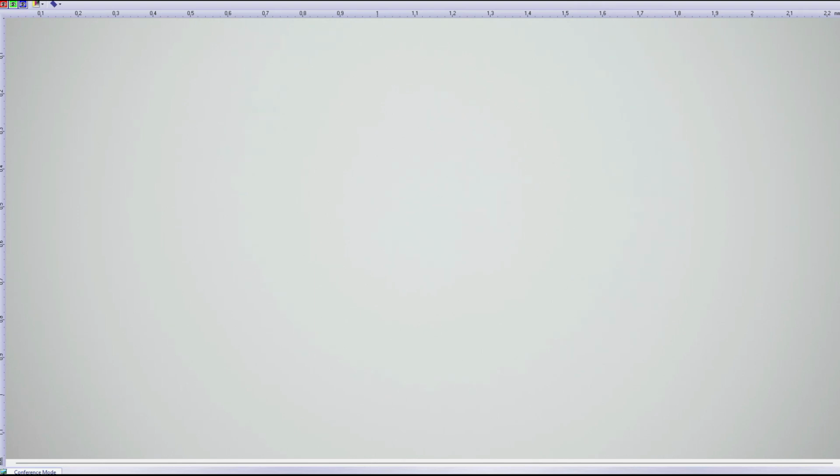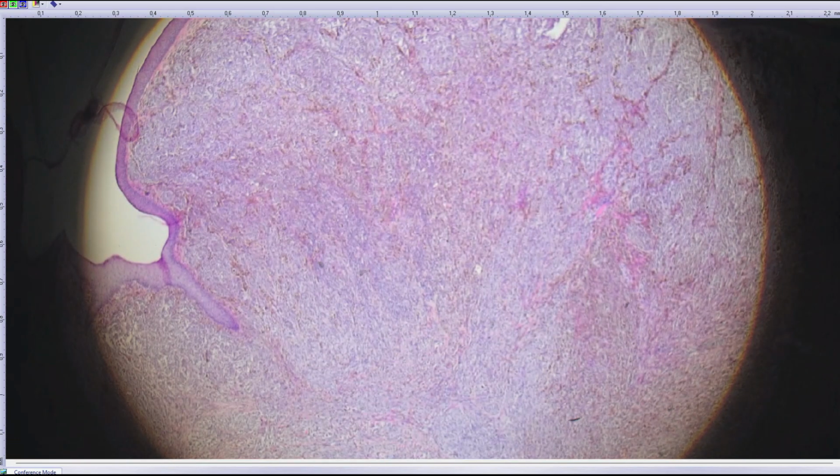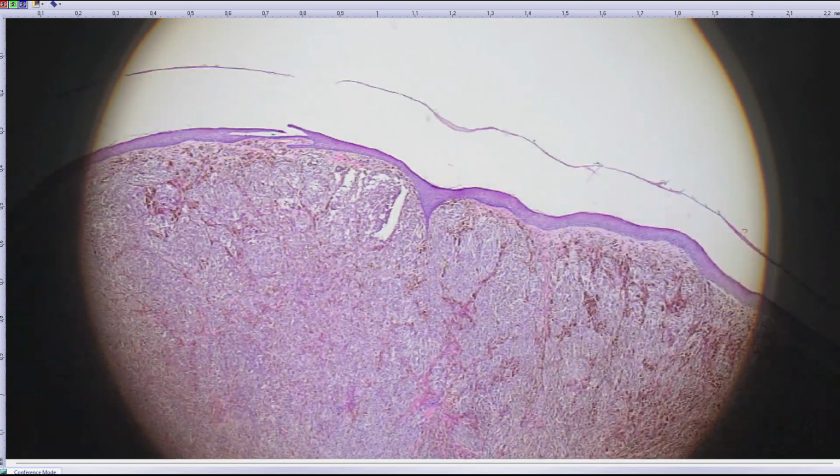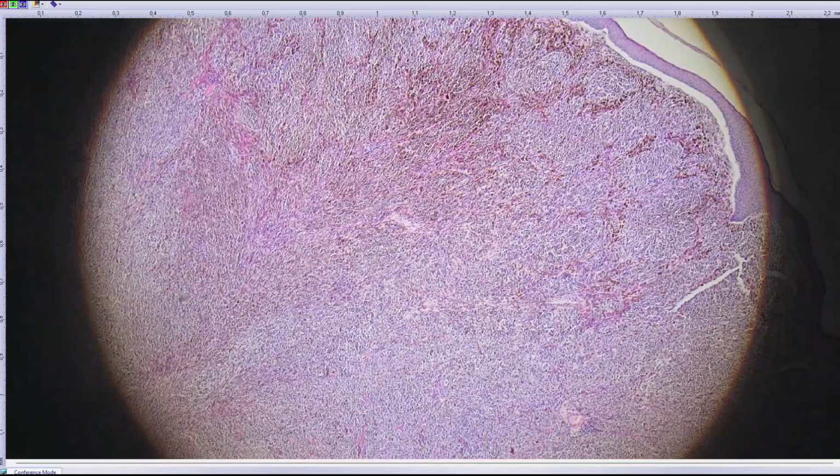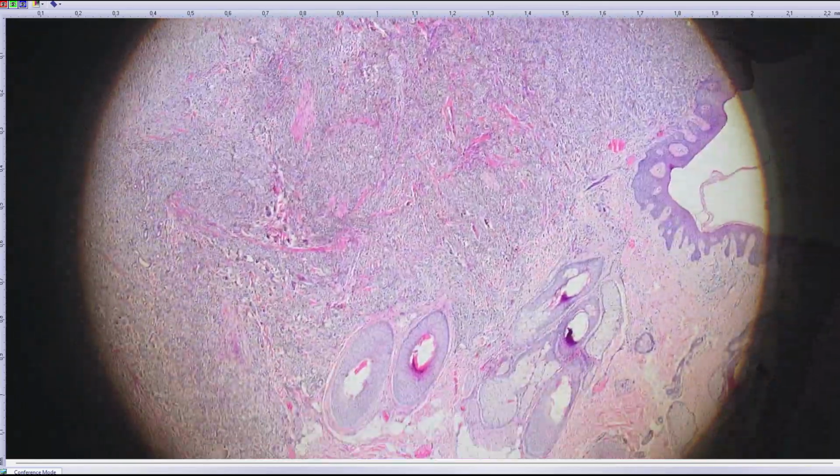Here is a pigmented lesion in the scalp of a middle-aged woman. On the scalp? Yeah. Okay.